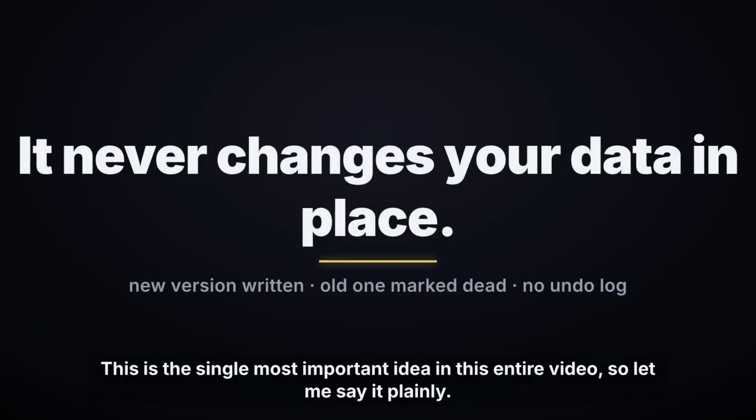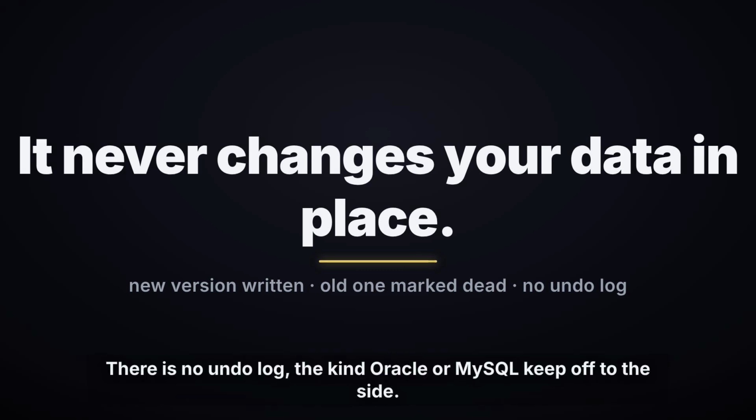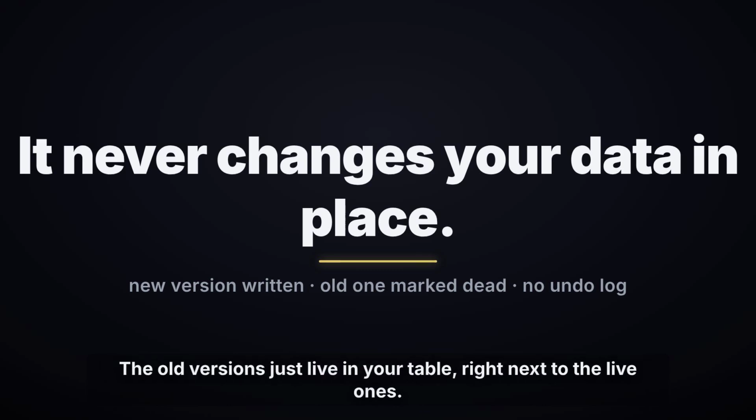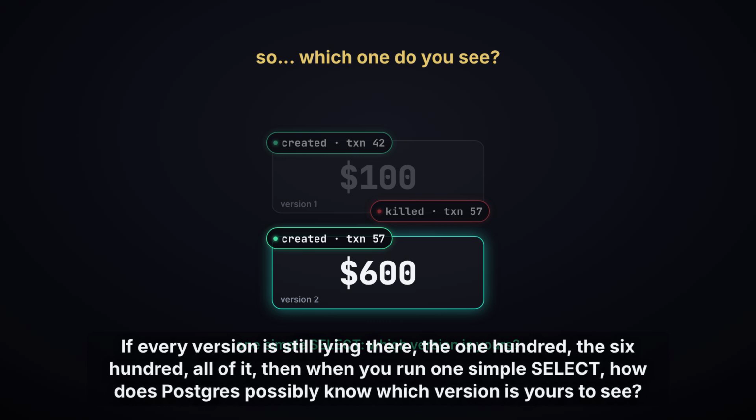This is the single most important idea in this entire video, so let me say it plainly. Postgres almost never changes your data in place. It writes new versions and marks old ones dead. There is no undo log, the kind Oracle or MySQL keep off to the side. The old versions just live in your table, right next to the live ones. Which raises a beautiful question. If every version is still lying there, the 100, the 600, all of it, then when you run one simple select, how does Postgres possibly know which version is yours to see?